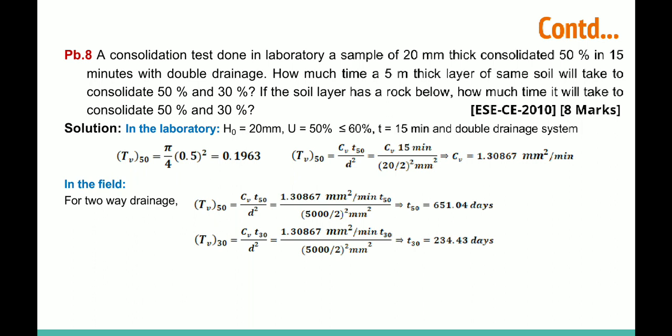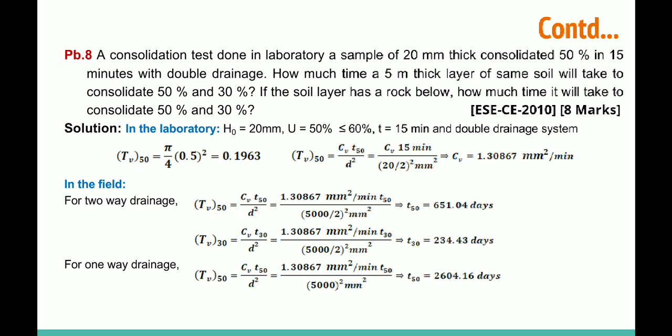Okay, so now we can calculate the time required for the one-way drainage condition. Again we can apply this formula for one-way drainage. One-way drainage means D will be equal to H naught. So we get T50 as 2604.16 days. For 30% we get the T30, that is 937.373 days. So this question was nothing but just put the value and get the result.